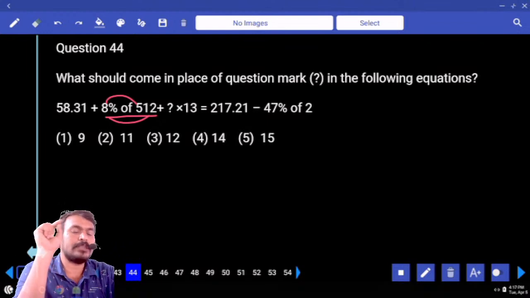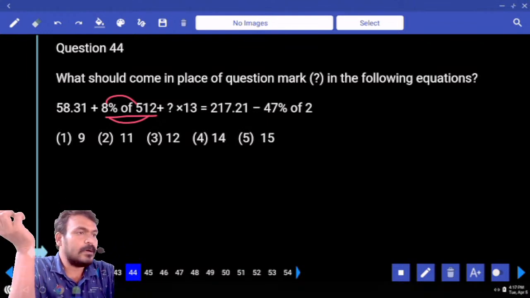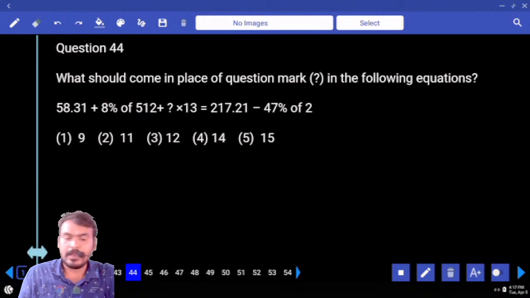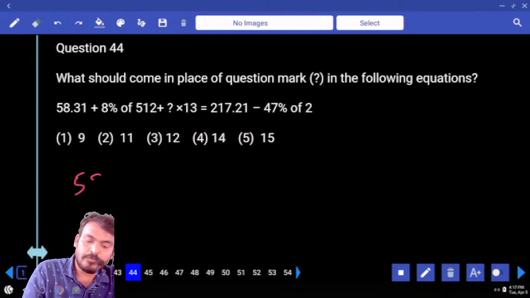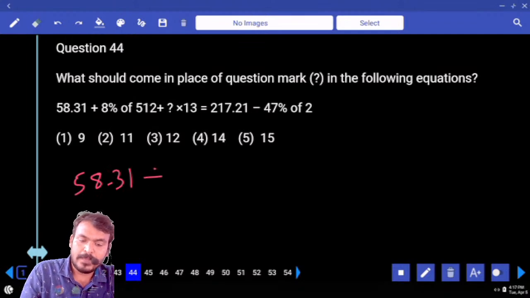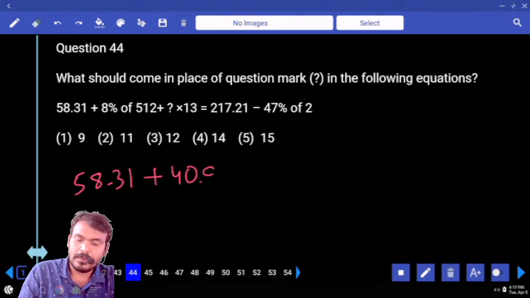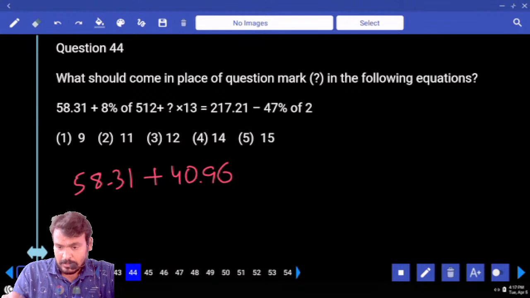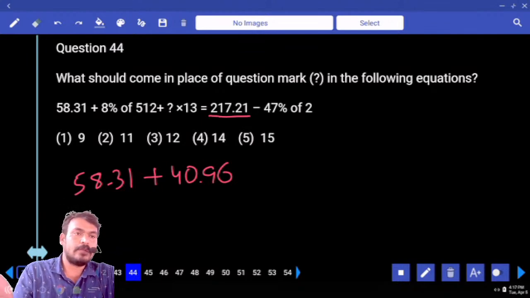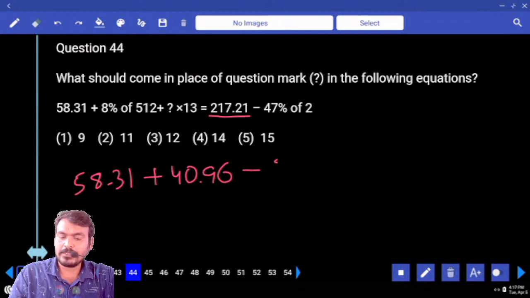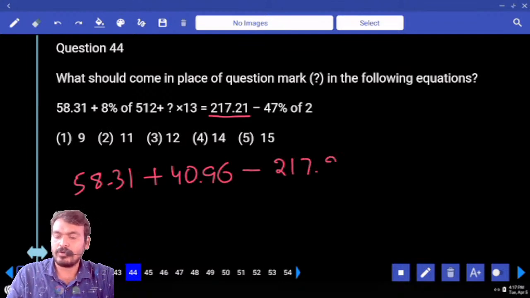4096 by 100 means 40.96, or not? 40.96. What is the first value? 58.31 plus second value 40.96. 217.21. It will be written as minus value or plus value? Minus. 217.21, or not?